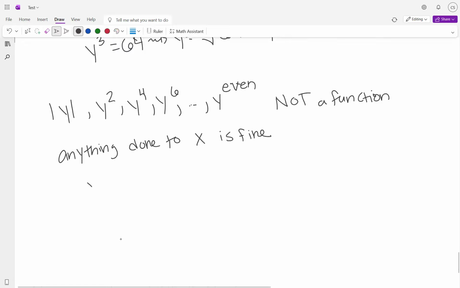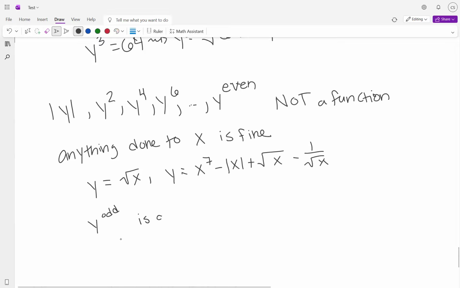So for example, y equals the square root of x is good. y equals x to the 7th minus the absolute value of x plus the square root of x minus 1 over the square root of x. You can kind of see anything we do to x, we're going to be okay. And then y to odd powers is also okay.